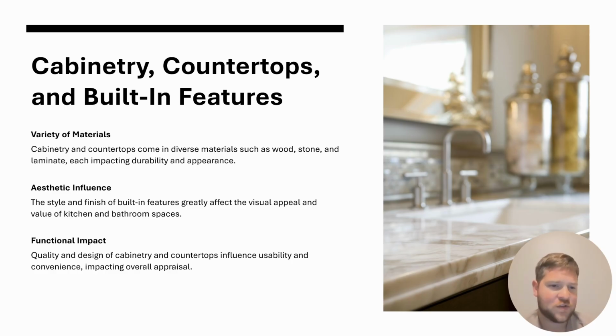So I was like, no, that's not how that works. Variety of materials. Let's go back to that one. Cabinetry and countertops come in diverse materials such as wood, stone, laminate. You're going to know high quality materials when you walk into a kitchen. Is it a laminate countertop? Little wood pieces, a little chip, wood with a little smooth surface? Or is it marble? Is it stone?